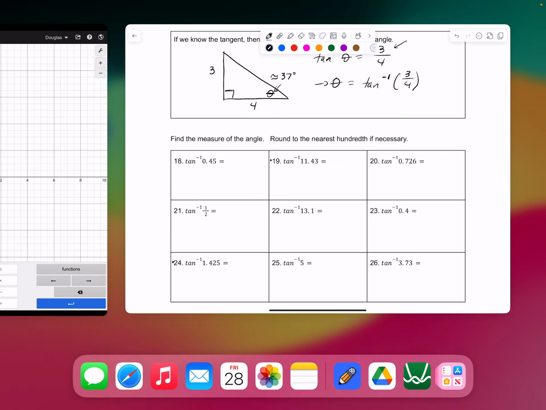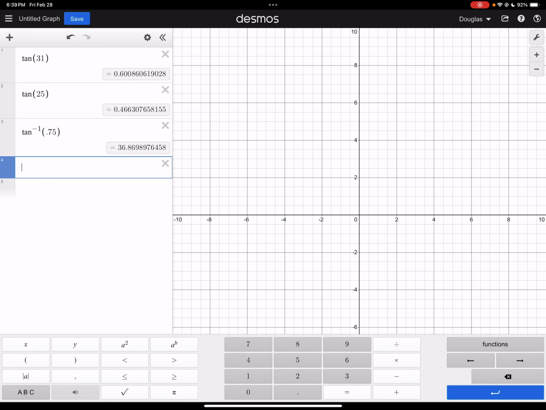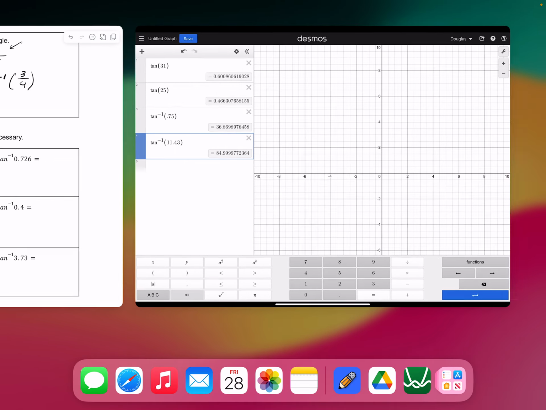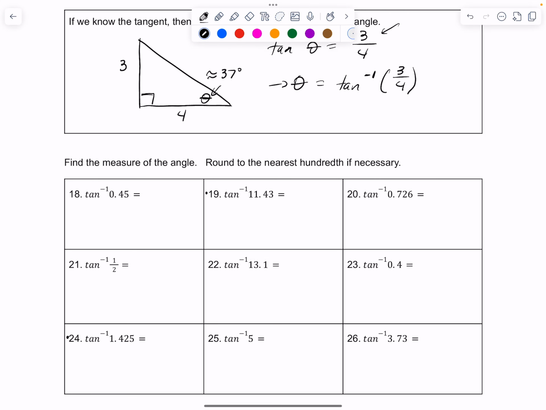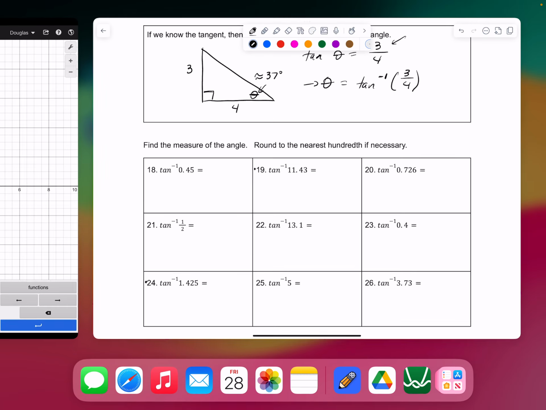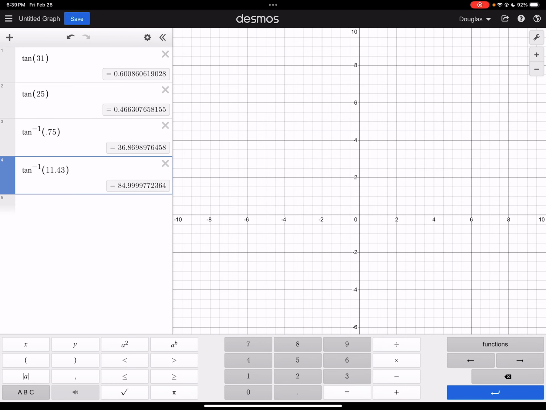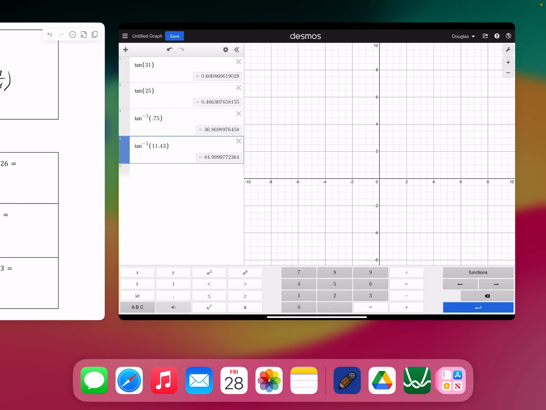Tangent to the negative first power of 11.43. So if the ratio is 11.43, the angle that would make this true, if I took the tangent of it, would be approximately 85 degrees. Well, it says the nearest hundredth. Let's take a look. Okay, so it's going to be 85.00.